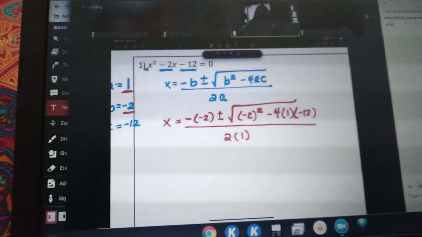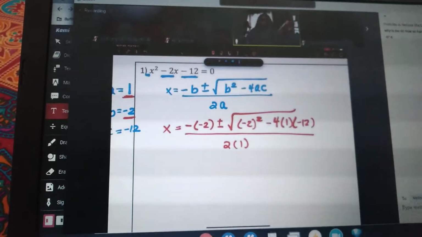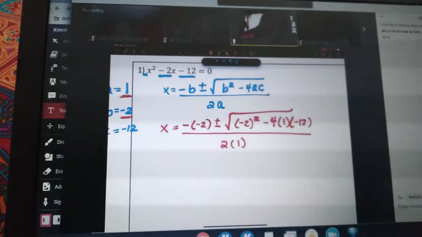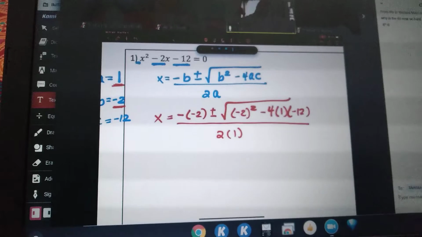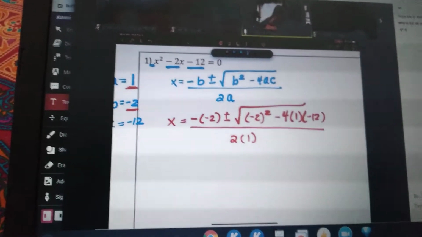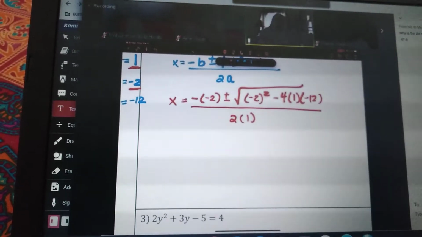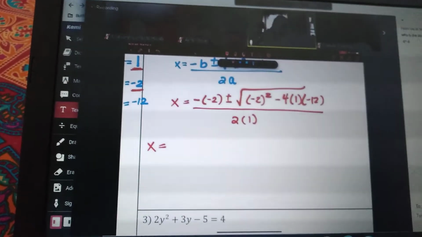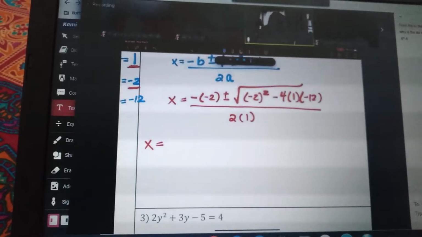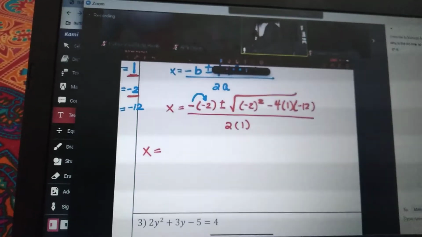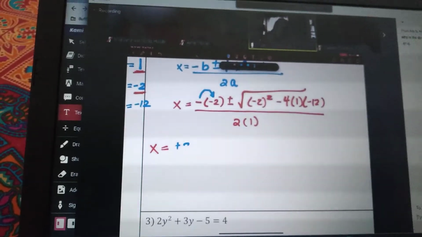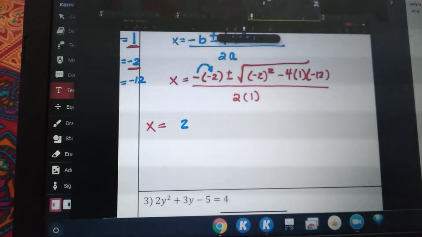All right, that's the hardest part. We're going to do this one longhand. Then I'm going to show you how to do it on your calculator. Everyone understands? Good. Okay, so x equals, well, I know negative 1 times negative 2 is positive 2. Everybody capisce?